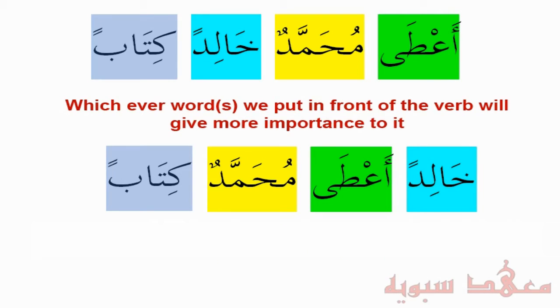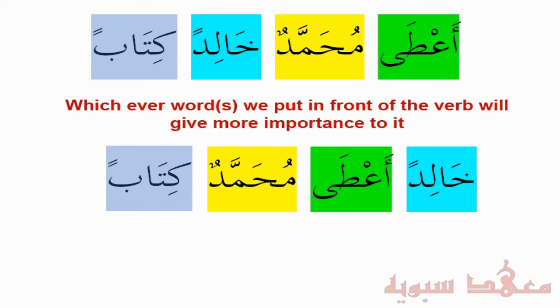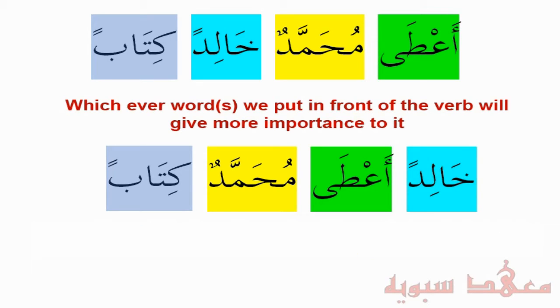Also, it could be done to remove doubt of the listener. So if the listener, for example, that's hearing it, thinks that Muhammad gave Amr a book, to remove this doubt, we will mention Khalid first. So it's not what you think. It's not Amr, it's Khalidan أعطى محمد كتابا. Another reason, what's known as التعظيم, to indicate the importance or the high rank of Khalid. So that's just some of the meanings associated with putting Khalid in front.